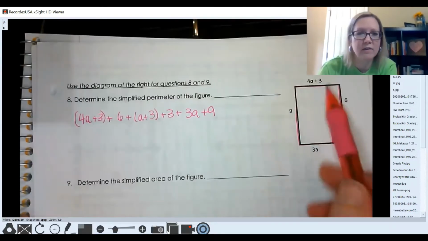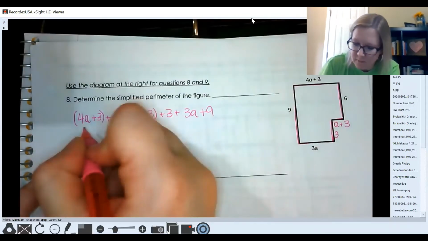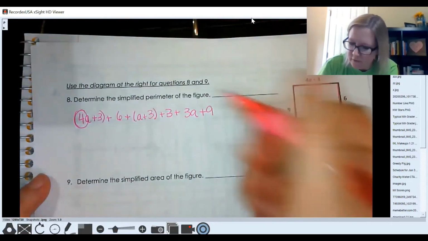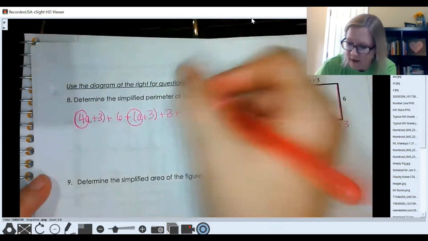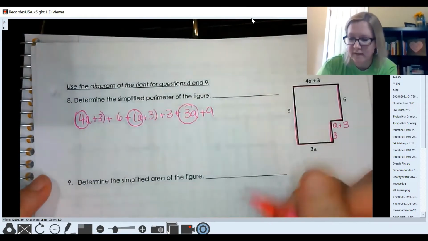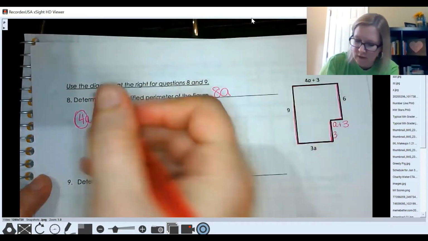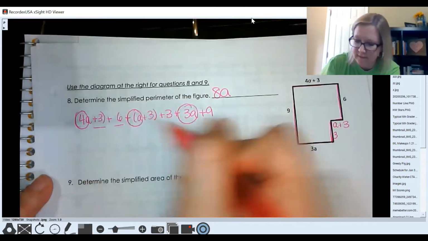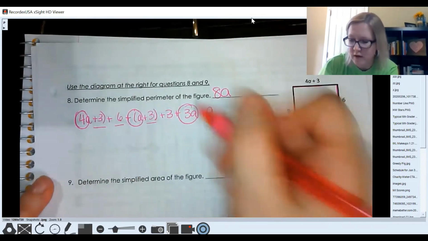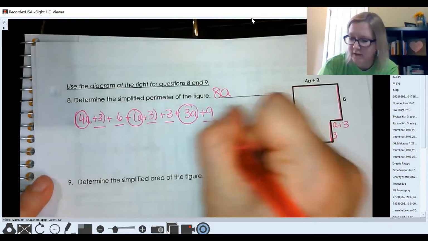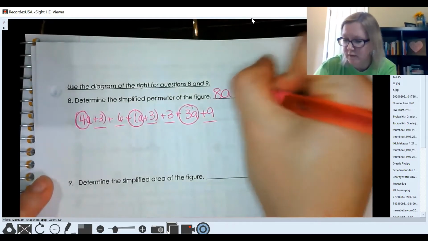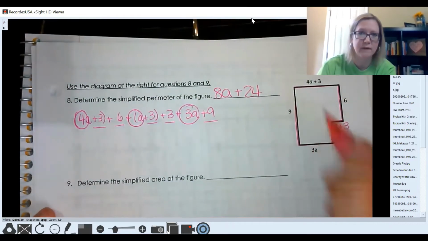So I've written out all the side lengths here, and then I'm going to combine my like terms to add them together. 4A plus A is 5A, plus 3A is going to give me 8A. And then all the constants, 3 plus 6 is 9, plus 3 is 12, plus 3 is 15, plus 9 is 24. So my perimeter is 8A plus 24.